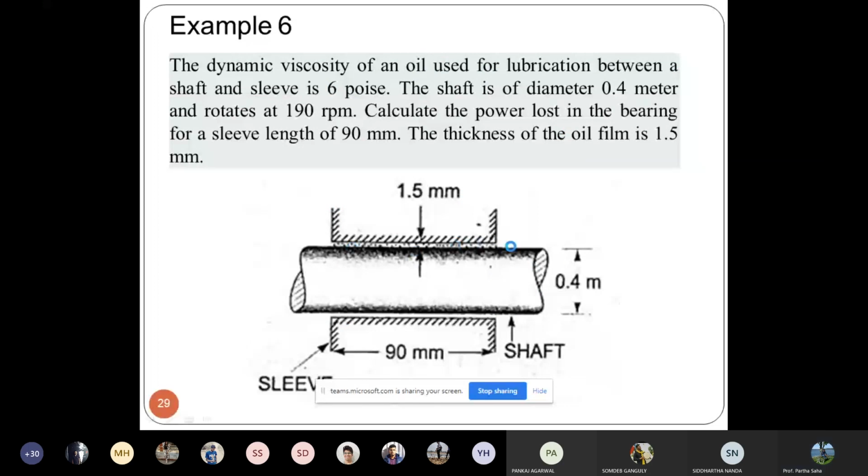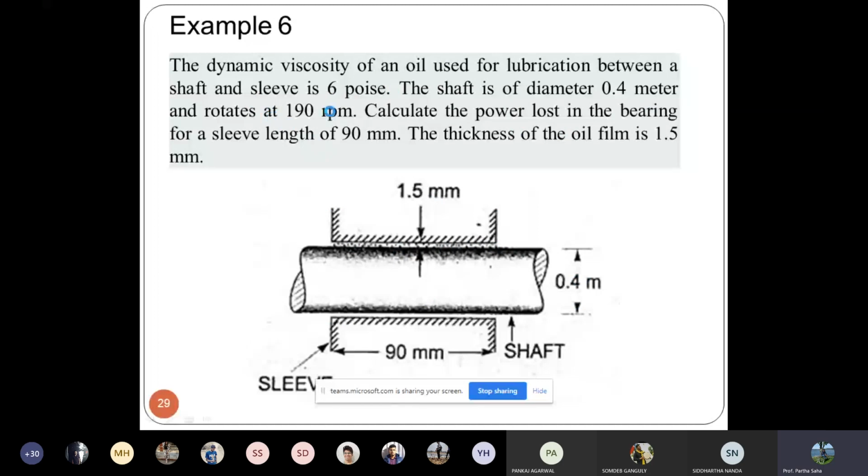I'm showing using my cursor here and here, the oil is being used. Oil is being used between the shaft and the slip, which has a viscosity of 6 poise. The shaft is of diameter 0.4 meters, and the rotation is 190 RPM.